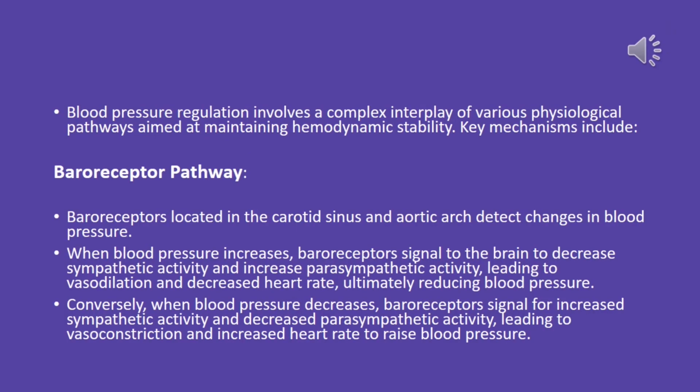Blood pressure regulation involves a complex interplay of various physiological pathways aimed at maintaining hemodynamic stability. Key mechanisms include the baroreceptor pathway. Baroreceptors located in the carotid sinus and aortic arch detect changes in blood pressure. When blood pressure increases, baroreceptors signal to the brain to decrease sympathetic activity and increase parasympathetic activity, leading to vasodilation and decreased heart rate, ultimately reducing blood pressure. Conversely, when blood pressure decreases, baroreceptors signal for increased sympathetic activity and decreased parasympathetic activity, leading to vasoconstriction and increased heart rate to raise blood pressure.